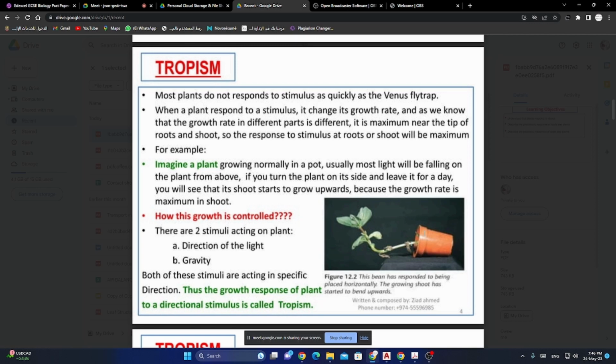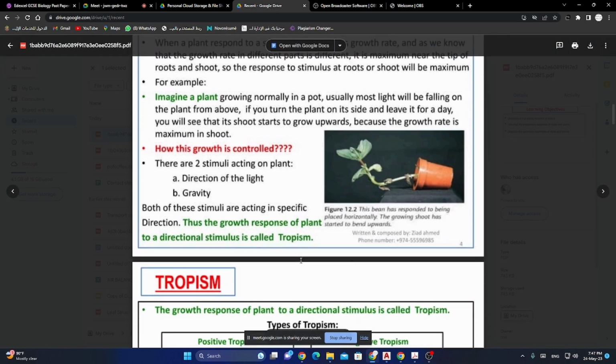There is also another stimulus besides light. There's also gravity. If you put the plant in a slanted manner, the plant is always going to try to stay upright. It's going to try to bend itself in order to stay upright. Even if you keep it in a very dark place without any sunlight, it's still going to bend itself according to gravity. Okay.